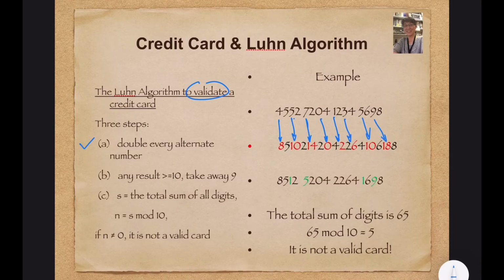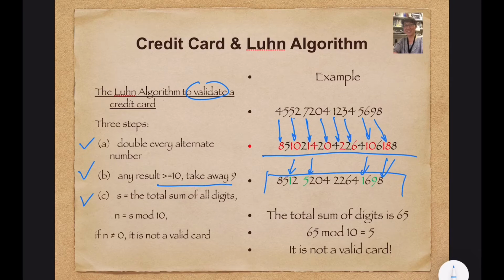After this round, you can see that because we doubled them, in some places we have 2 digits. Then our second step is simply to check if anything is greater than or equal to 10; we take 9 away to make it less than 10. Then here's the final calculation. We simply take all these new 16 digits and add them all together. In this case, the total sum is 65. Then we take mod 10, and the result is 5.